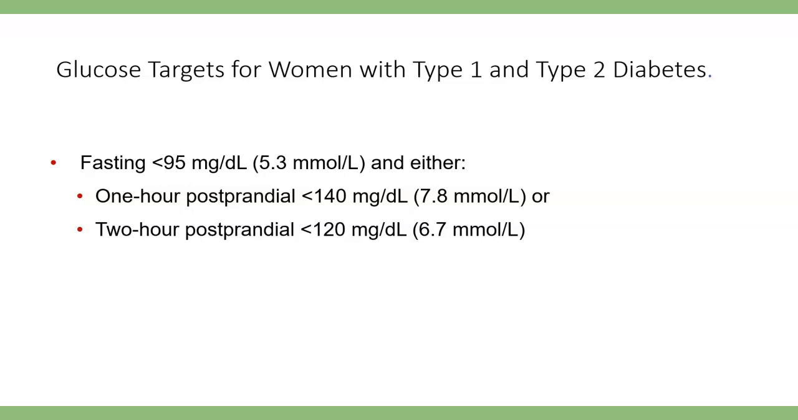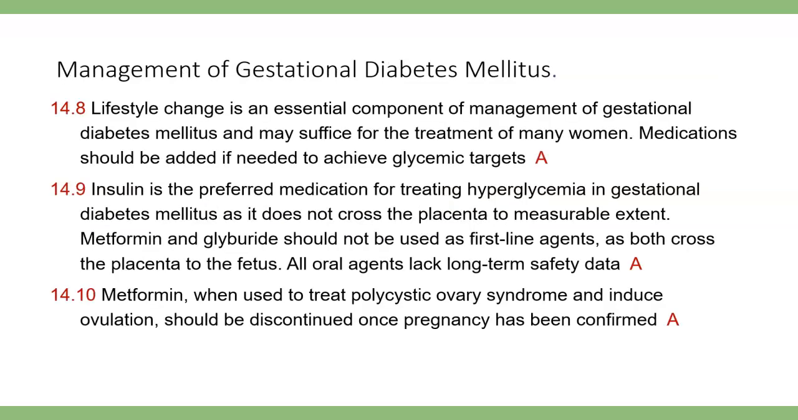So these are the glucose targets. To diagnose type 2 diabetes, we went over that already, but remember, it's the oral glucose tolerance test. Their fasting should be less than 95, or a 1 hour postprandial less than 140, or a 2 hour postprandial less than 120. So they should be checking these at home. Lifestyle changes are important. They should go see a diabetic educator, and they put them on a specific diet. It's most likely carb counting.